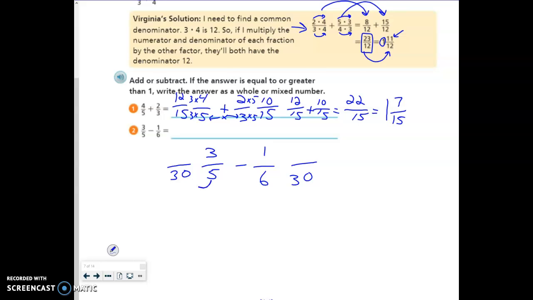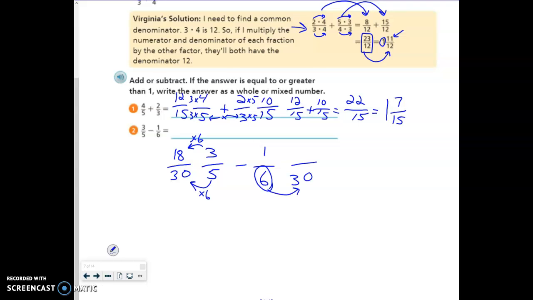Now, how did I get from 5 to 30? I multiplied by my opposite denominator, right? I multiplied by 6. Because I'm creating equivalent fractions, I have to treat the numerator and the denominator equally. So 5 times 6 is 30. 3 times 6 is 18. So what I'm looking at here is 18/30ths in the front part of my problem.